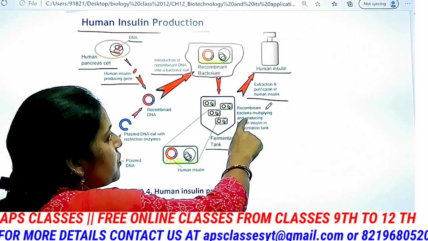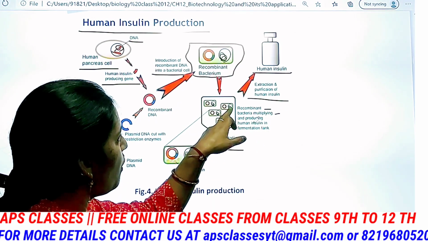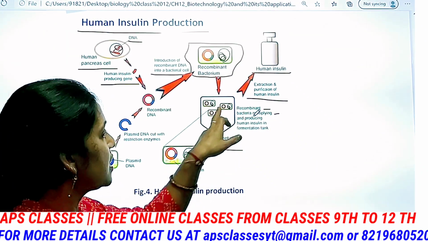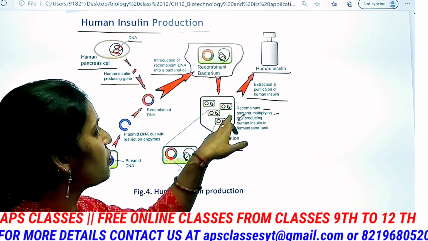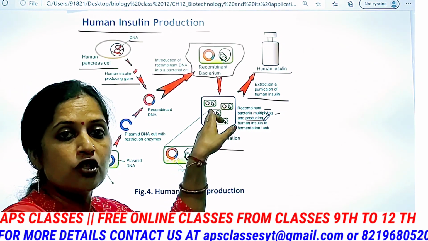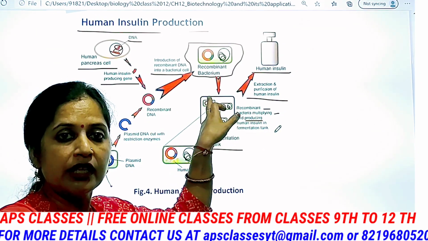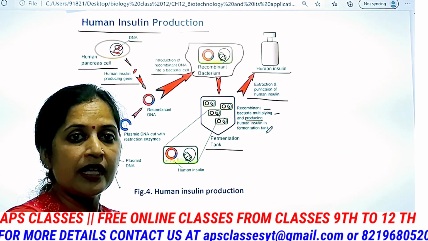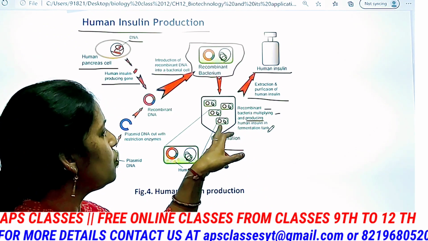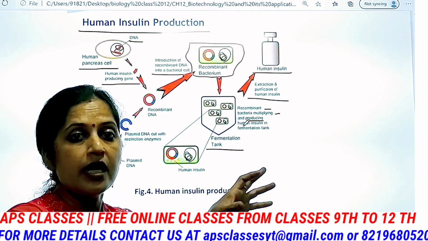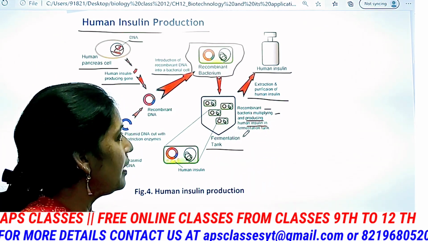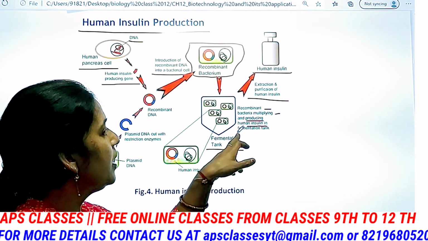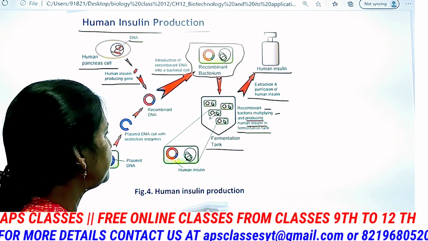With the help of this diagram, this is the fermentation tank, and in this fermentation tank recombinant bacteria multiply. इसमें जो हमारे recombinant bacteria हैं, they are in this fermentation tank. These recombinant bacteria multiply continually, and after the multiplication they produce human insulin in this fermentation tank.